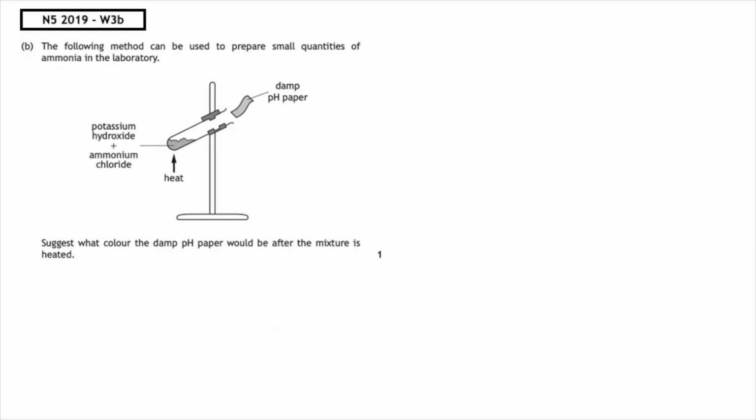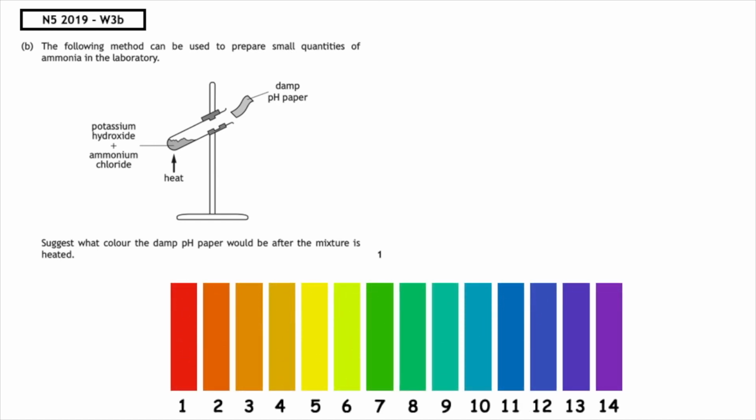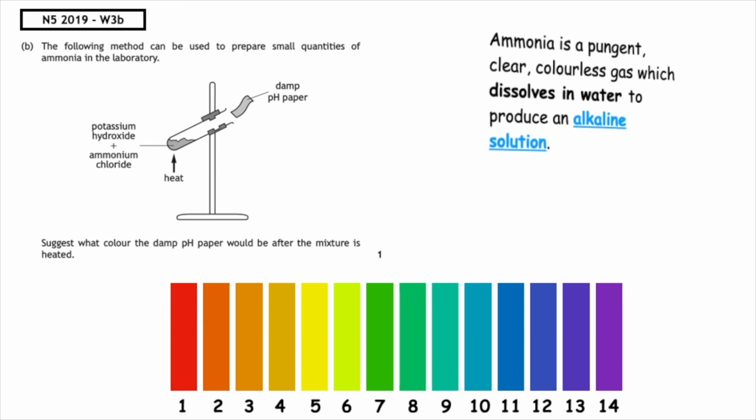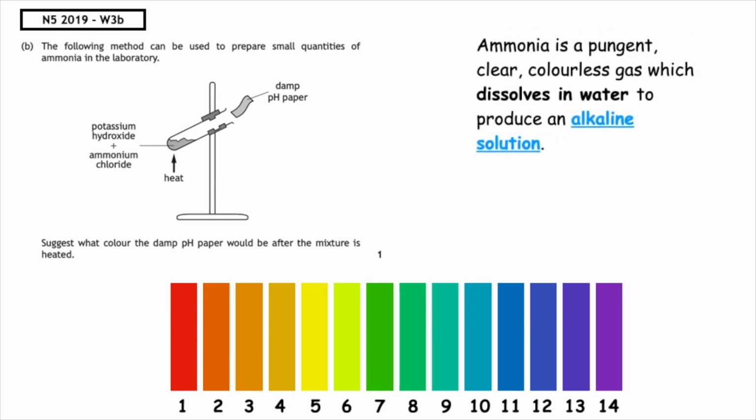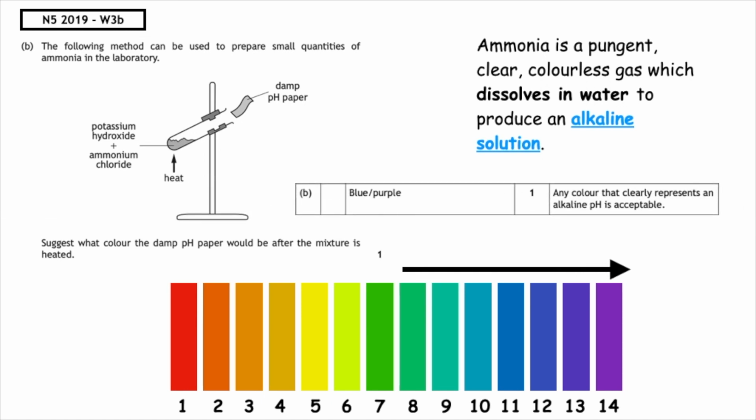This past paper question is from the National 5, 2019, written 3B. The following method can be used to prepare small quantities of ammonia in the laboratory. Suggest what colour the damp pH paper would be after the mixture is heated. Now, remember, we are wanting to look at ammonia. When ammonia dissolves in water, it produces an alkaline solution. So that means that the pH paper would most probably be blue or purple.